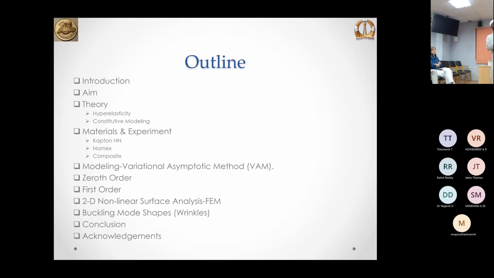I'll go through the introduction, aim, and some theory behind hyperelasticity and what constitutive modeling is, and what materials and experiments I have done on these materials. And how I model them for buckling using the variational asymptotic method. I'll be presenting zeroth order and first order results, and then take them forward for the 2D nonlinear surface analysis. Then I'll show some buckling mode shapes of wrinkles on these membranes.